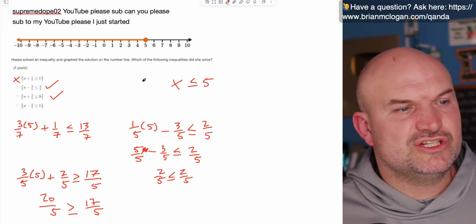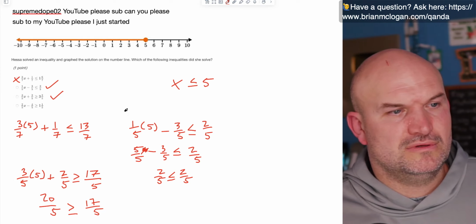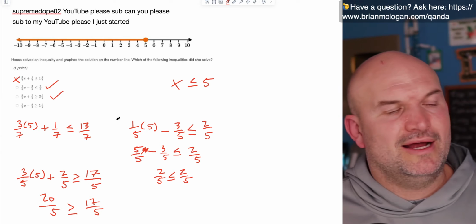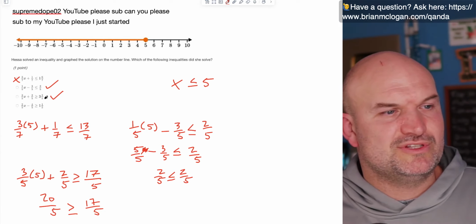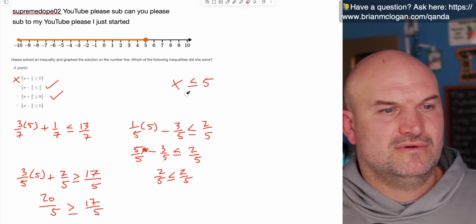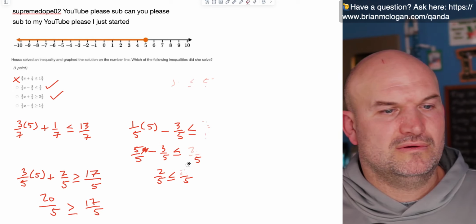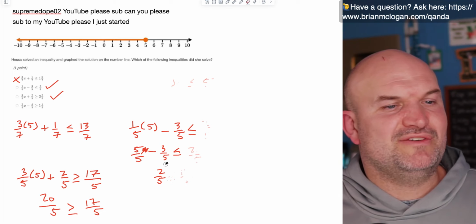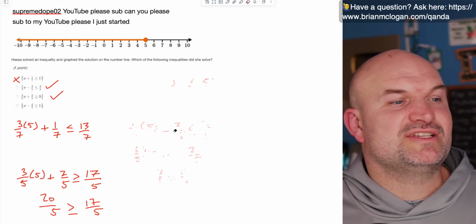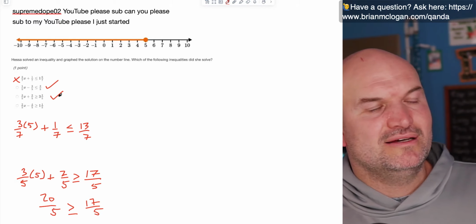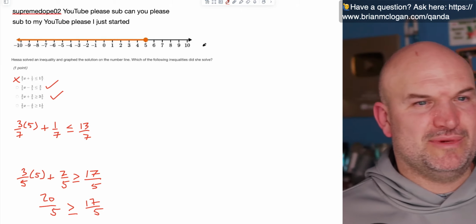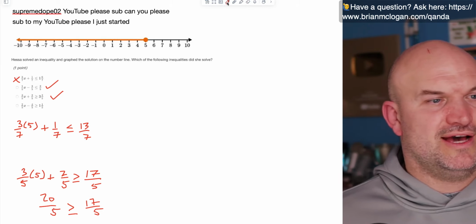Which of the following inequalities did she solve? Oh, well, I don't know. Yeah, you've got to see which one is going to equal that 5/2. So I guess I do need to work them out. Yeah, because it could be 5 or not. Well, okay. The answer is B. This one satisfies it, but it's not going to be 5 greater than or equal to. Let me just solve this and verify that.